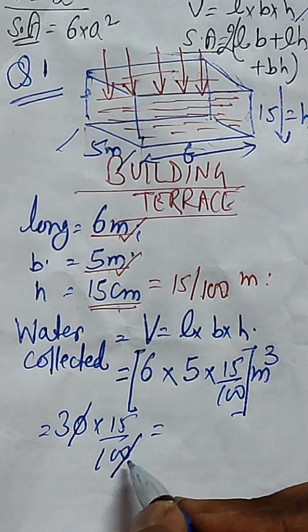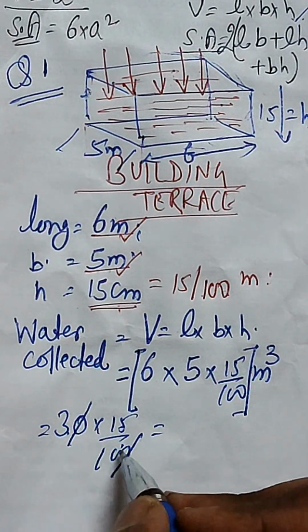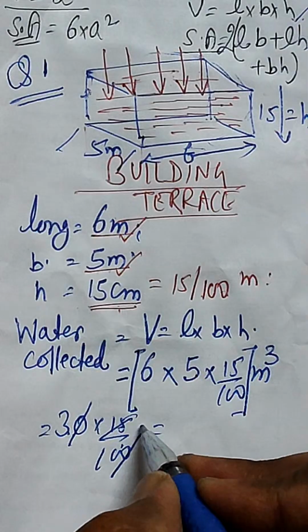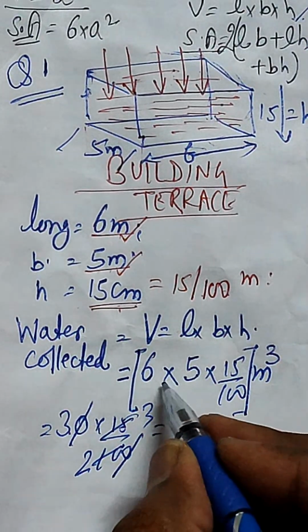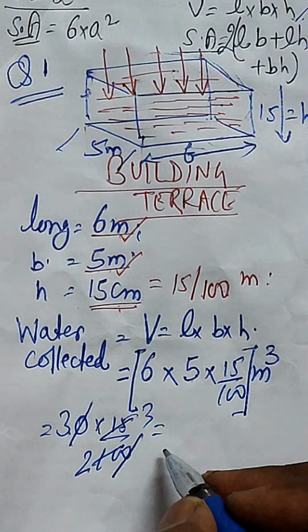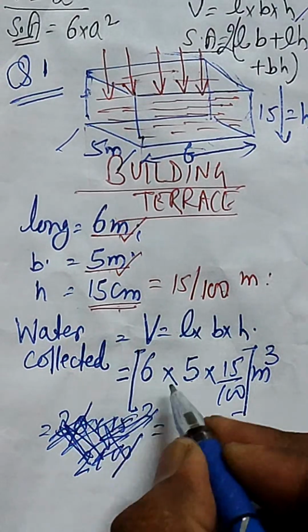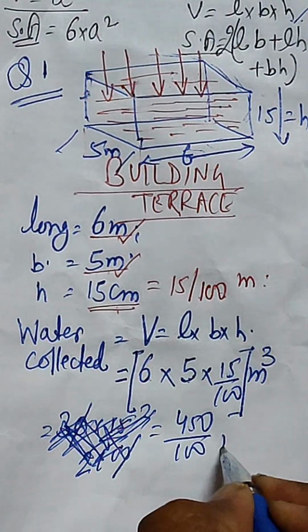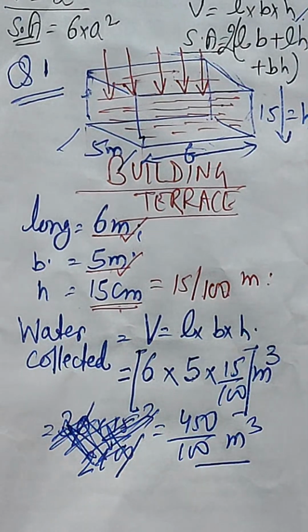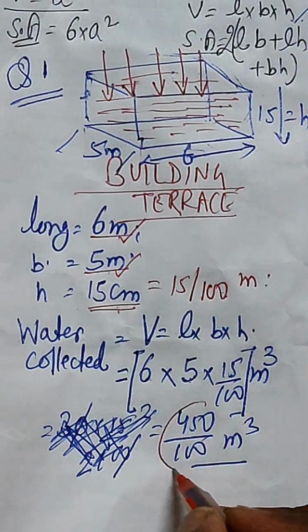So this will be 15 into 3 is 45, so 5 3 15, 5 to 10, right? So it will be equal to 450. 6 into 5 is 30, into 15, 450. 450 by 100 meter cube is the volume. Okay, so 450 by 100 meter cube is the volume.